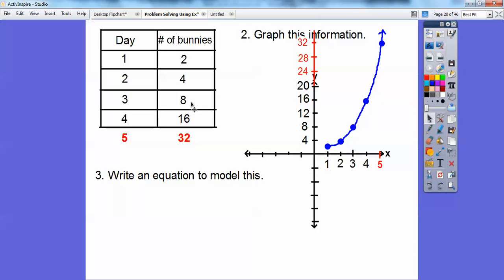Then times 2 is 8. This is 2 to the fourth. Look, it's 2 to this power over here. 2 to the fourth is 16. 2 to the fifth is 32. So the equation is going to be y equals 2 to the x, and x will be whatever your day is right here. So how many days right there?